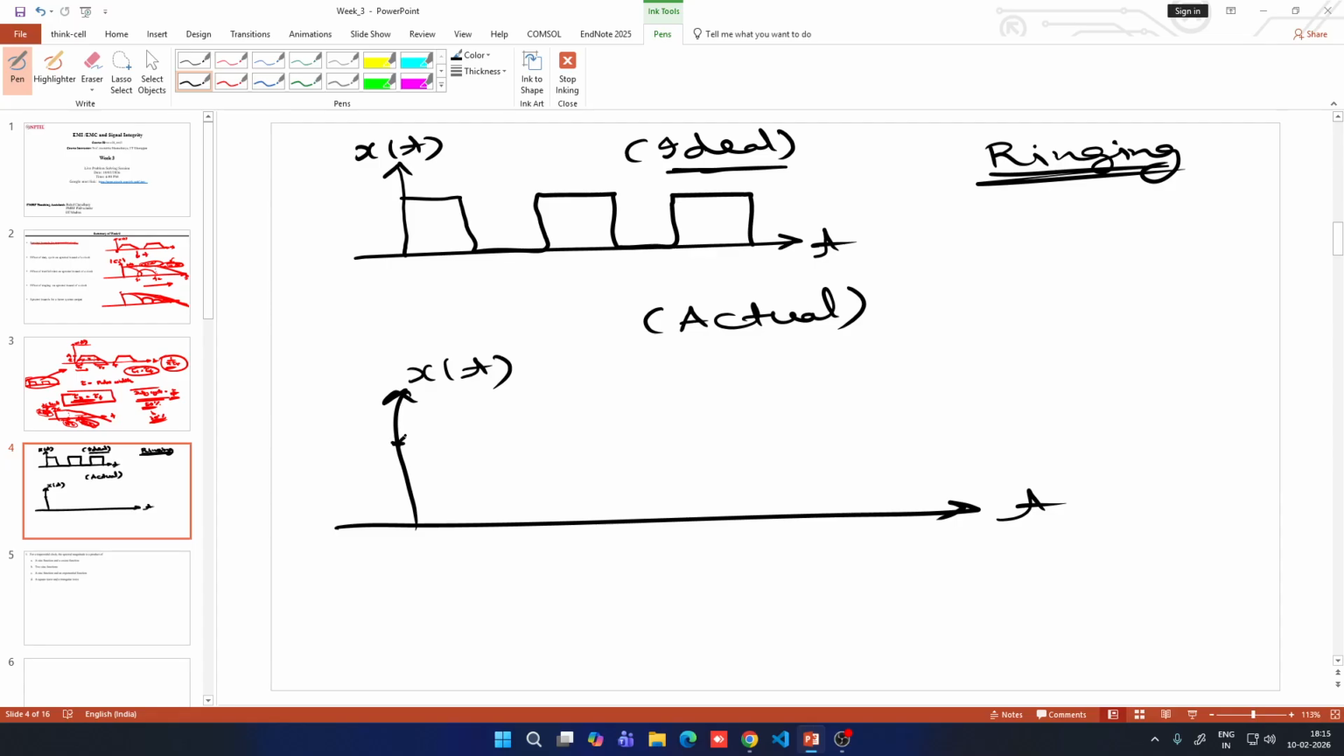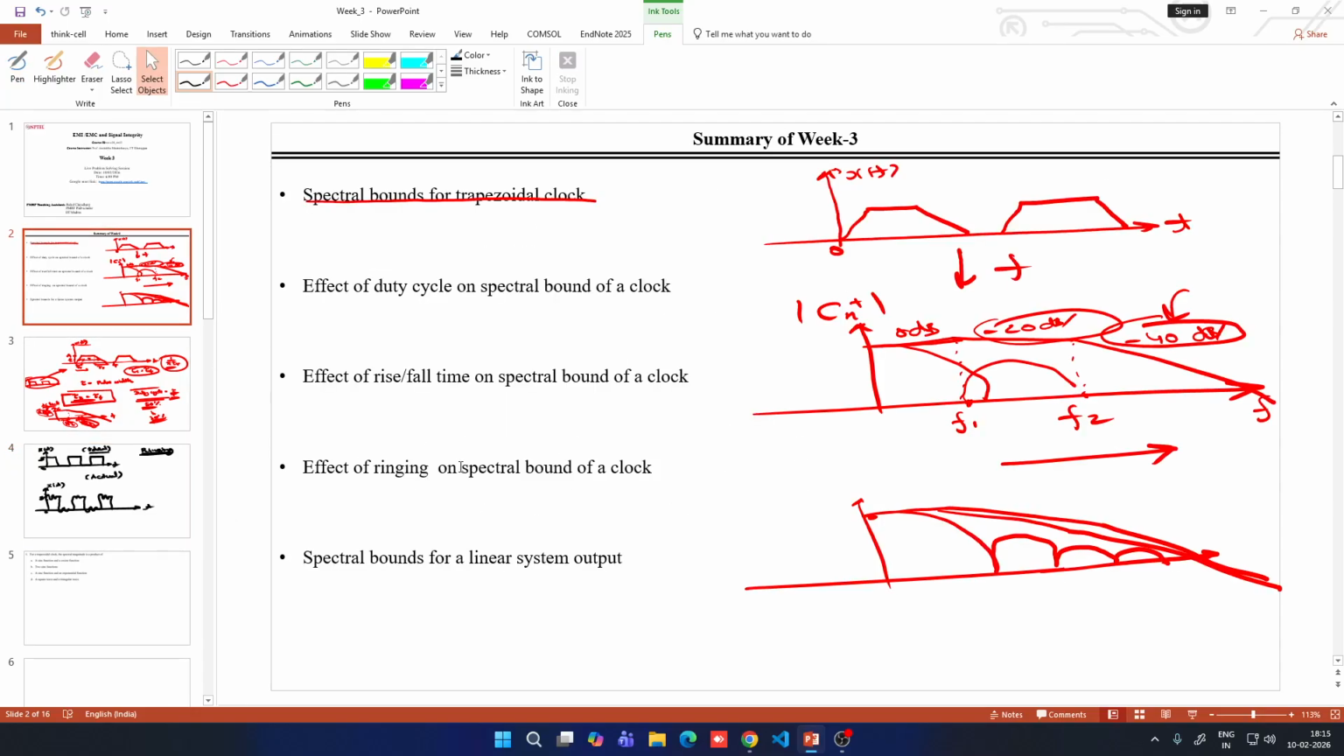If you see, there will be ringing, which means it's not a perfect square pulse. Let's say it goes from 0 to 5 volts. It won't immediately go to 5 volts. It will take some time to reach and stabilize at 5 volts. So that's what ringing is. And now we want to see what the effect of this ringing is on the spectral bounds of a clock. That we have seen.